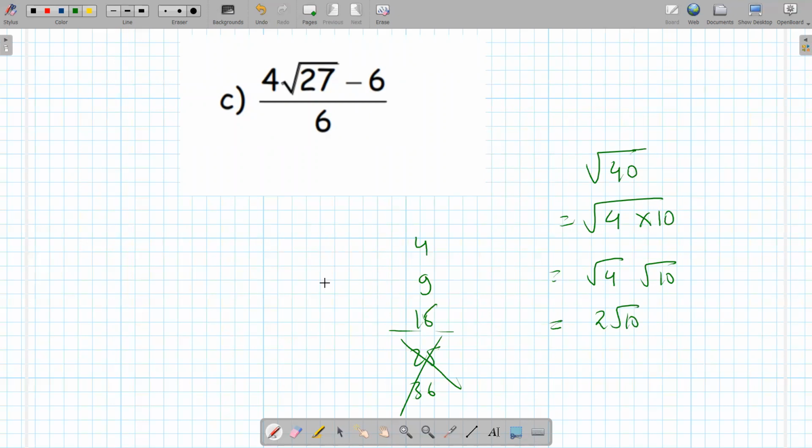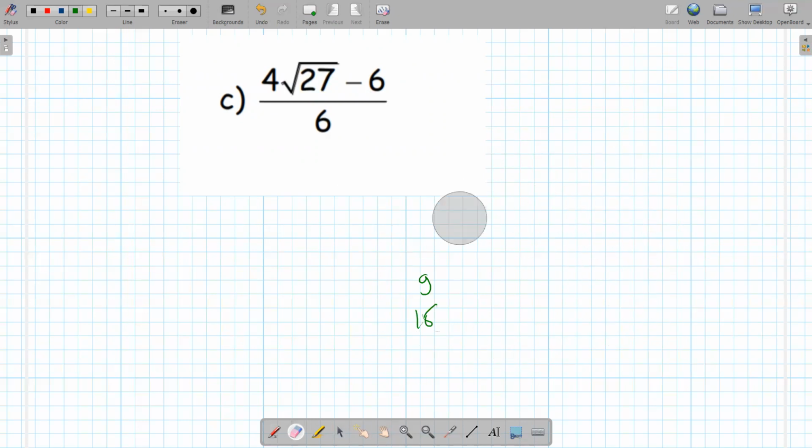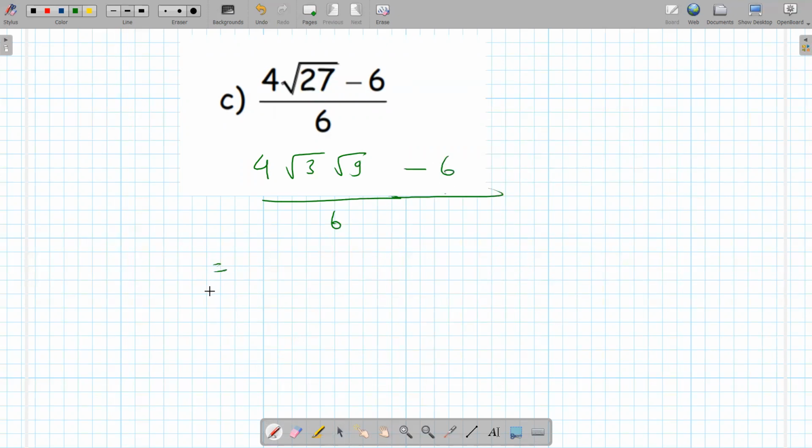Okay, now we're going to do the same thing for this guy, root 27. What's the biggest perfect square that you can fit in there? 9, right? So we can rewrite that as root 9 times root 3. And then the root 9 becomes a 3, and you can multiply that with the number outside, 4. So it becomes 12 root 3 minus 6. Yeah, that should be it, right?